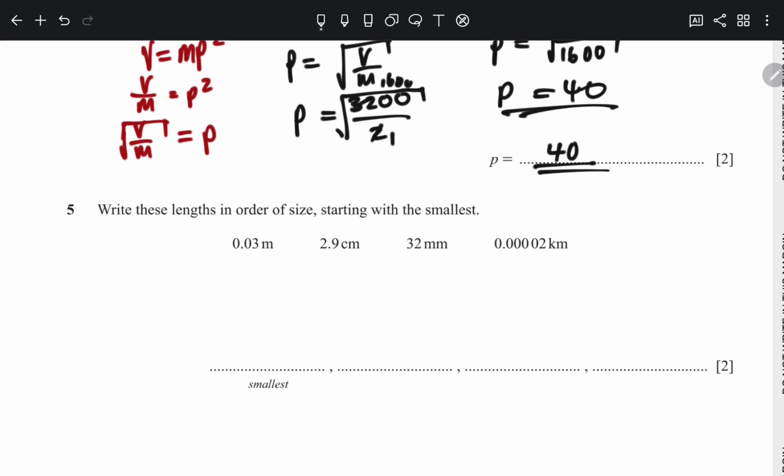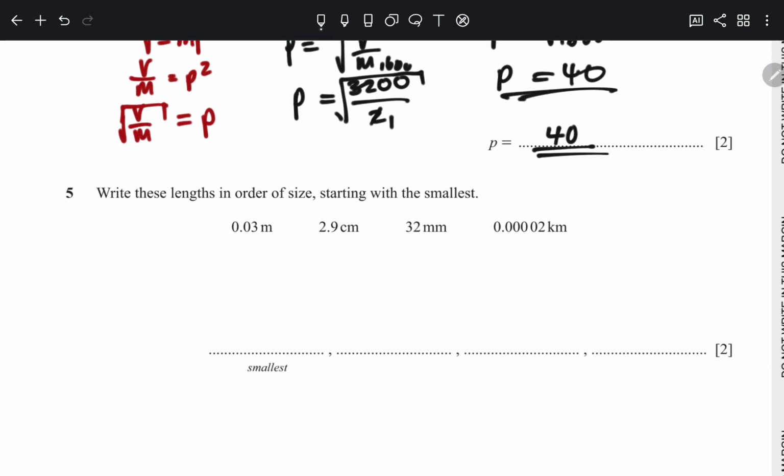And we are done. Now we're going to go to question 5, which says write these lengths in order of size. So whenever they ask us for order of size, make sure everything is in the same form. I can see one is meters, the other centimeters, the other millimeters, the other kilometers. That's haphazard. I should make all of them have the same units, and I can say let all of them be in millimeters, right? So meters to millimeters, I multiply by 1,000.